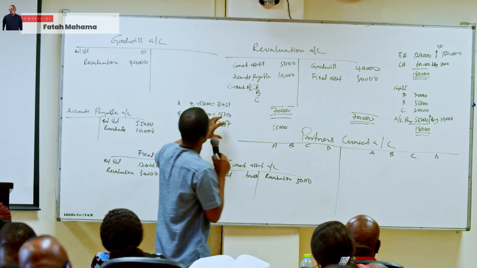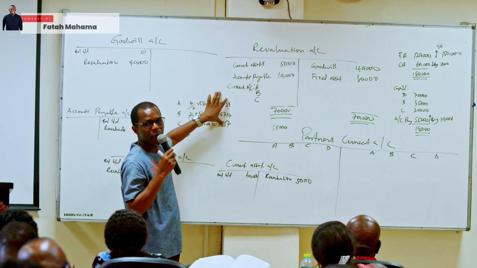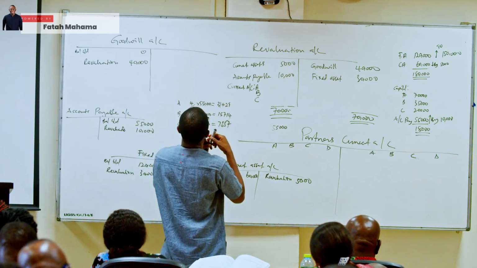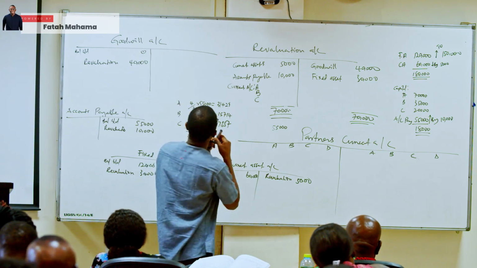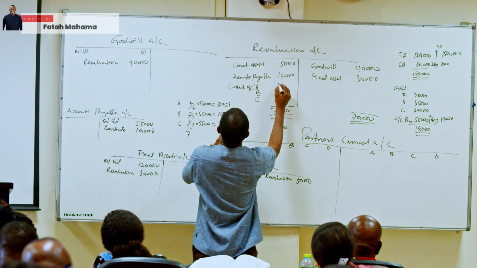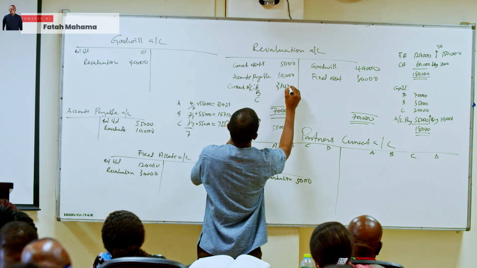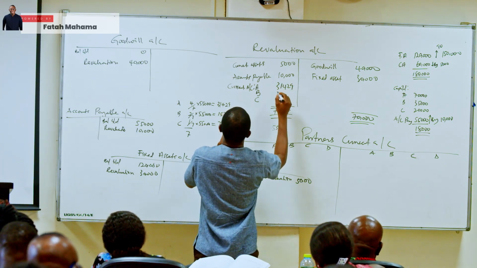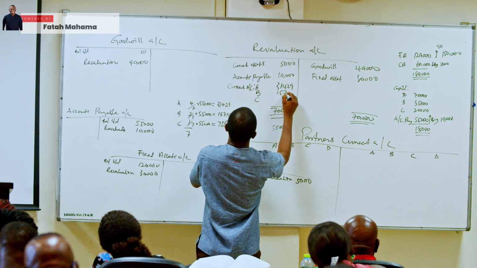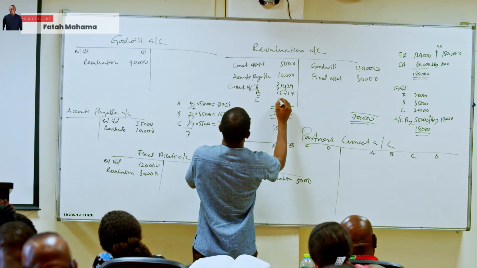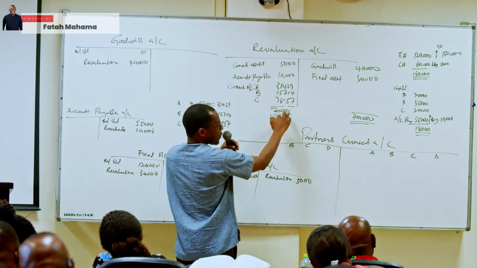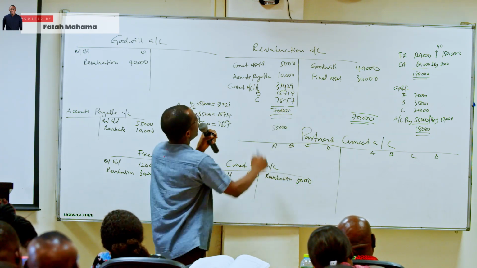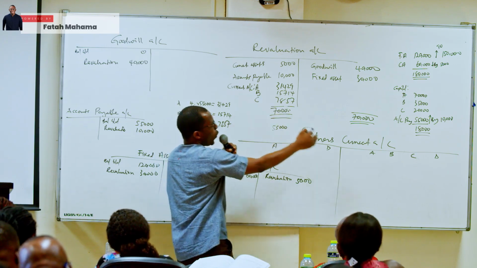So this is how they share, right? So we good? Okay. So A gets 31,429. B gets 15,714. This one gets 7,857. So that it adds up to 55,000. Then the corresponding credit will go into the what?